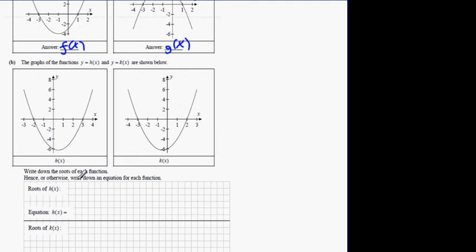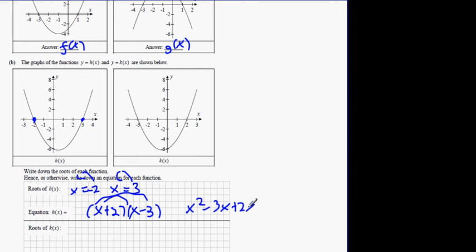So, find the roots of h of x. So write down the roots of each function. Well, the roots of h of x are minus 2 and 3. x equals minus 2, x equals 3. What's the equation of h of x then? Well, what we do is we move these over to the other side, and what we get is x plus 2 times x minus 3. Then we multiply it out, and what we get is x squared minus 3x plus 2x, and then 2 times minus 3 is minus 6. So h of x therefore equals x squared minus 1x minus 6.